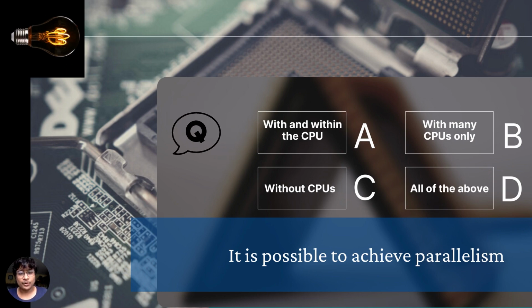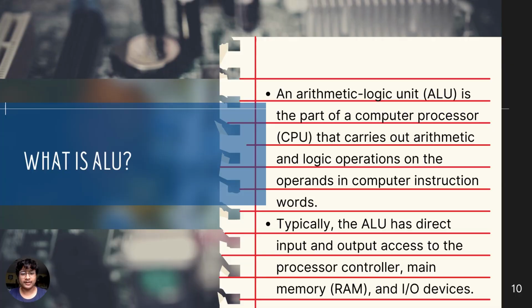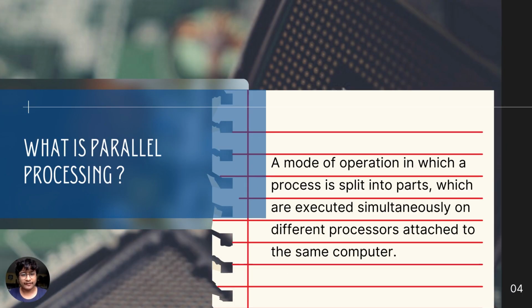Now I think you will be able to answer this question. The question I asked: is it possible to achieve parallelism? Now let me show you something. In the very first slide, we read that a mode of operation in which a processor is split into parts which are executed simultaneously on different processors attached to the same computer. We're talking about the same computer, right? Same computer meaning same CPU.